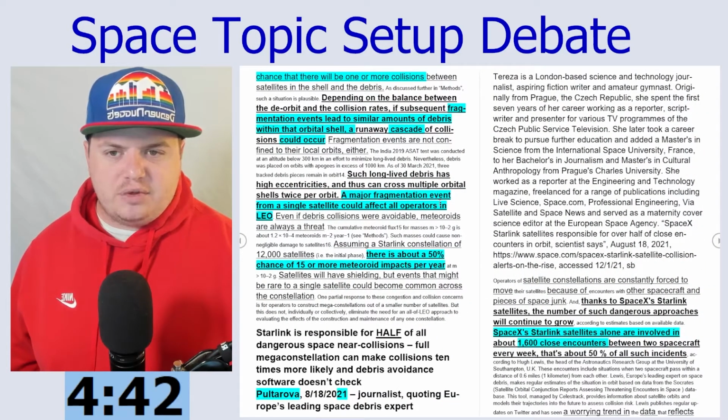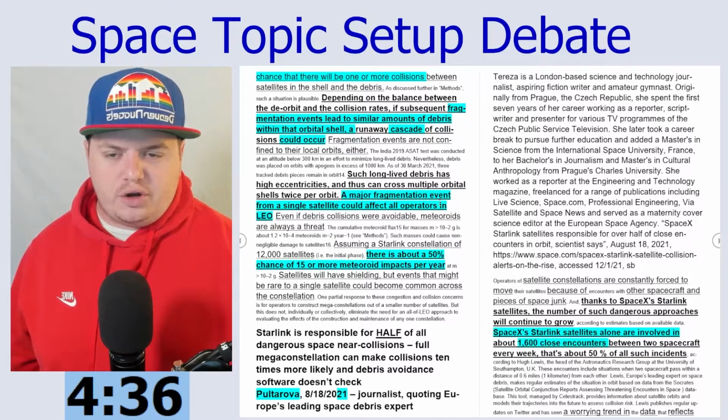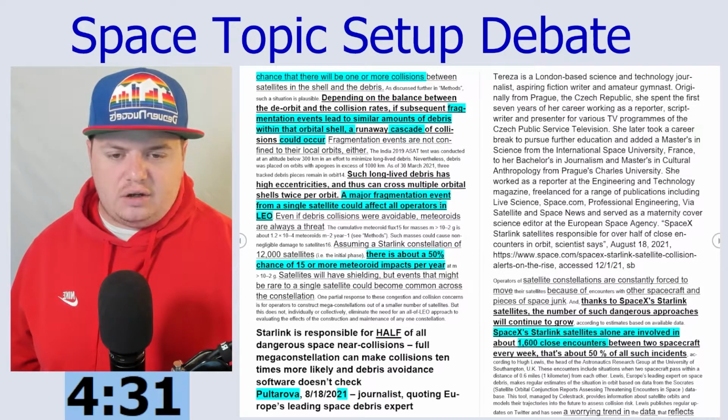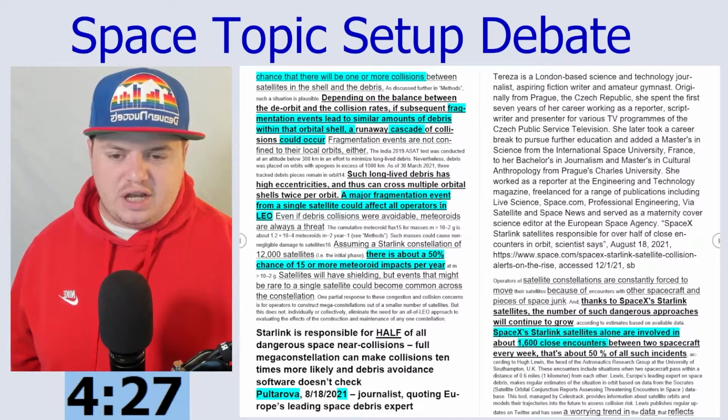There is a 50% chance that there will be one or more collisions. Fragmentation events lead to similar amounts of debris within that orbital shell. A cascade could occur. A major fragmentation event from a single satellite could affect all operators in LEO. There is about a 50% chance of 15 or more meteoroid impacts per year.